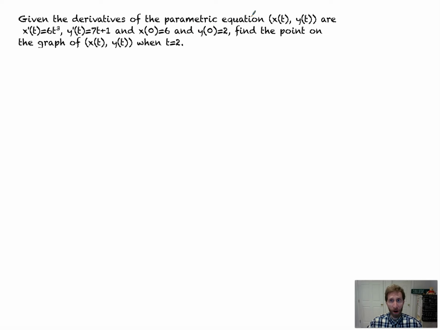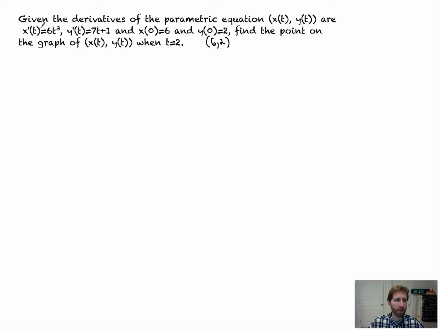Given the derivatives of the parametric equation x of t, y of t, are x prime of t equals 6t cubed, y prime of t equals 7t plus 1, and I'm giving you that x of 0 equals 6. What that means is at time t equals 0, the x value of a point is 6, and at time t equals 0, the y coordinate of a point is 2. So in other words, you get the point 6 comma 2. Find the point on the graph of x of t, y of t when t equals 2.